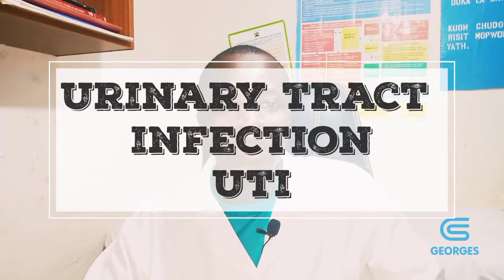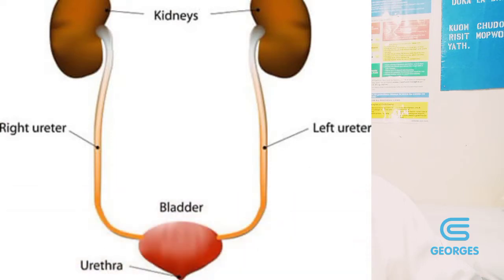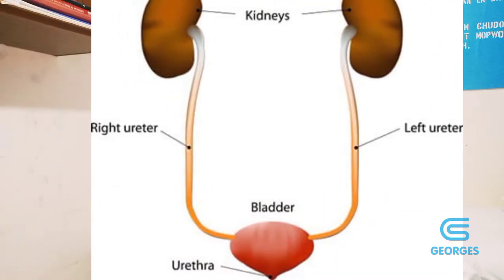So in this video, we'll be majorly speaking about the urinary tract infection, also commonly referred to as the UTI. The UTI is an infection that, as the name suggests, majorly affects the urinary tract. It is majorly caused by bacteria, but some strains of fungi can also cause urinary tract infection. The urinary tract majorly comprises the bladder, the ureter, the urethra, and the kidneys.